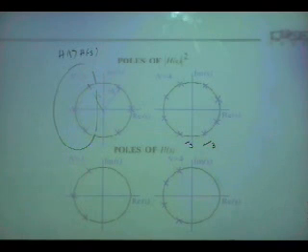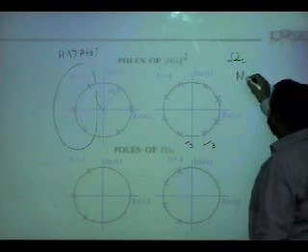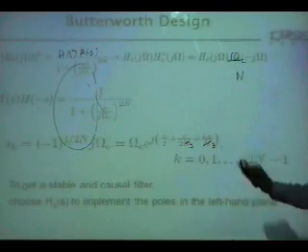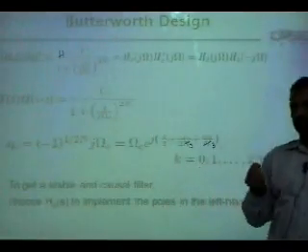Now the real question is, how do you know omega c? How do you know n? These are the only 2 design parameters while designing a Butterworth filter, because you only need to know the location of the poles.